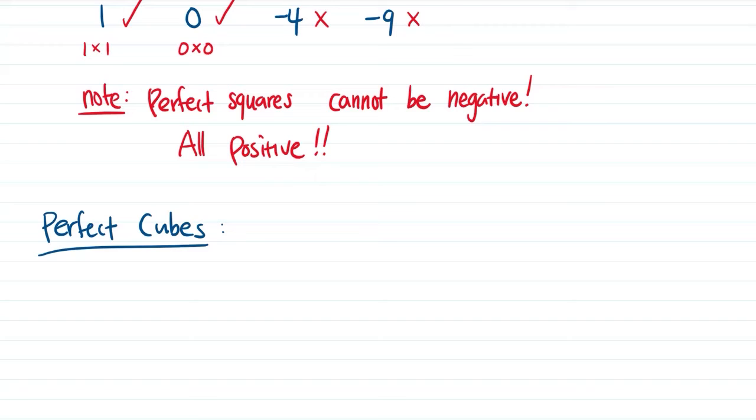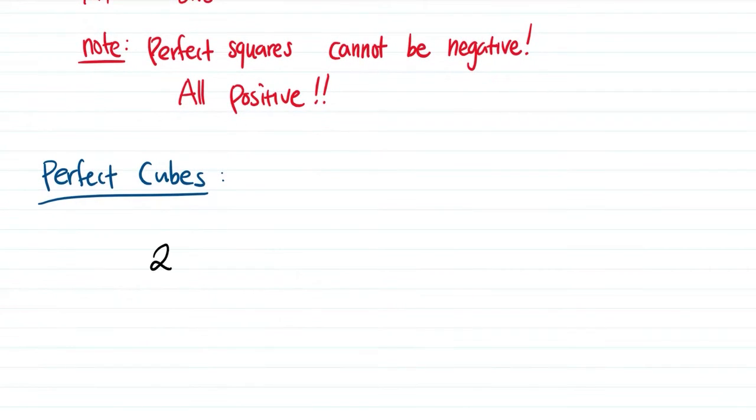So perfect cubes are the numbers that you get when you multiply an integer by itself 3 times, this time instead of 2 times. So if you have a square, that means you're multiplying 2 times. If it is a cube, then it will be 3 times. So for example, when you have 2 times 2 times 2, which is 8. Since we're multiplying 2 three times, it is a perfect cube.